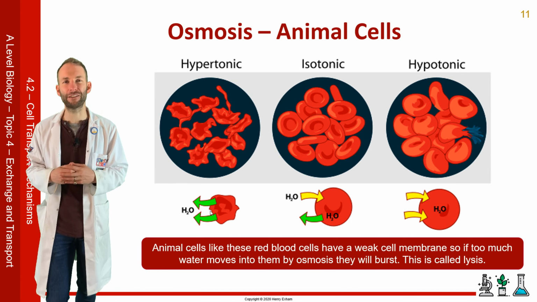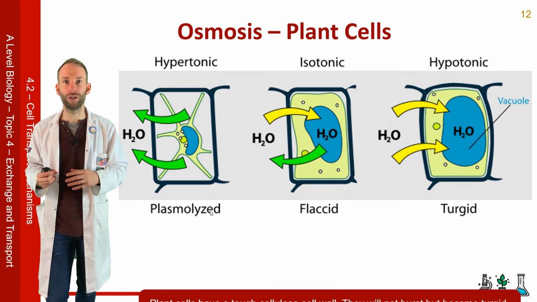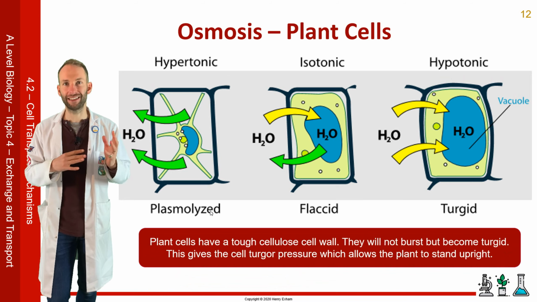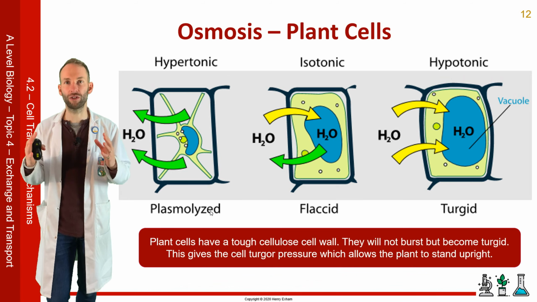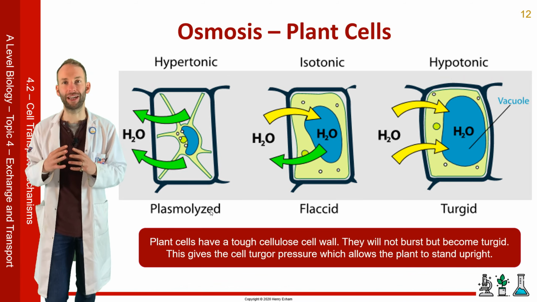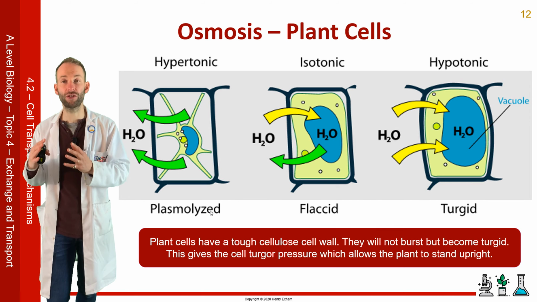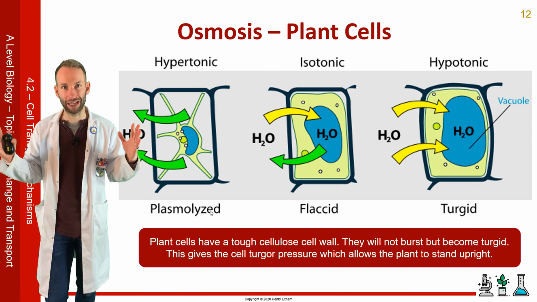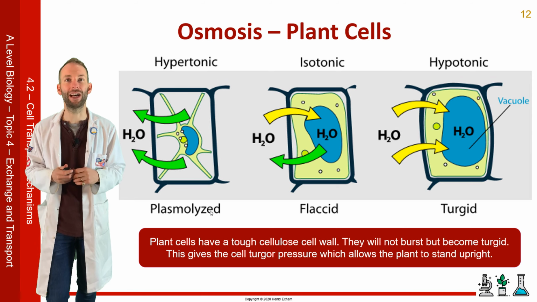Plant cells behave a little bit differently because of the cell wall. A normal plant cell in isotonic solution would be slightly flaccid. It hasn't lost loads of water, but also it's not gained loads of water to push out on the membrane. If it gains lots of water in hypotonic solution, that's turgid. If it loses lots of water, it may become plasmolysed, where the membrane peels away from the cell wall like that.